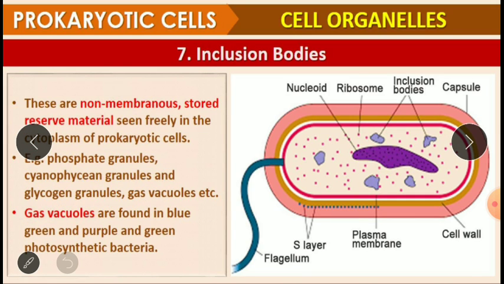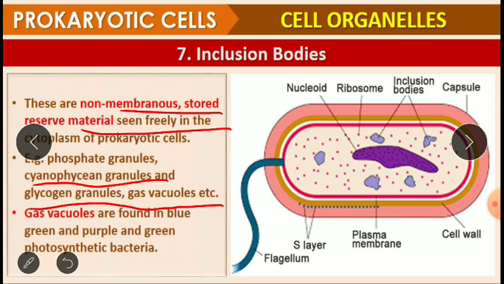Inclusion bodies are non-membranous, stored reserve material seen freely in the prokaryotic cell. They usually help in the storage of substances like phosphate granules, cyanophycean granules and glycogen granules, and also the gas vacuoles.